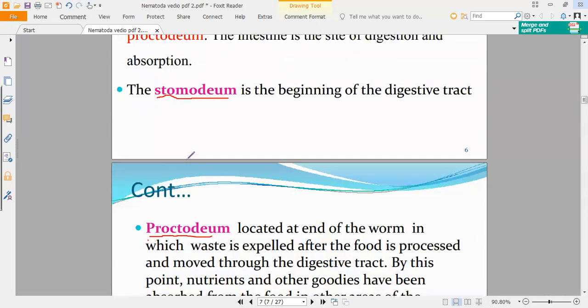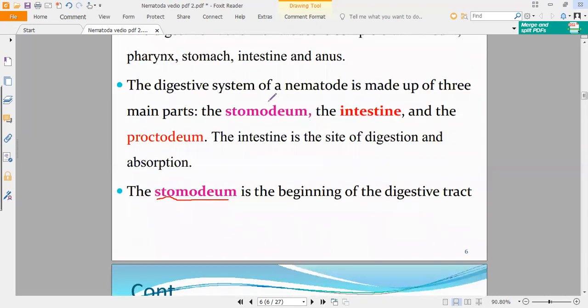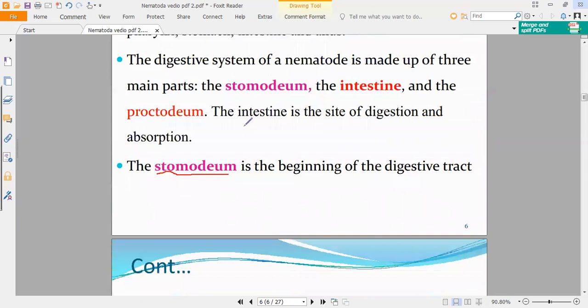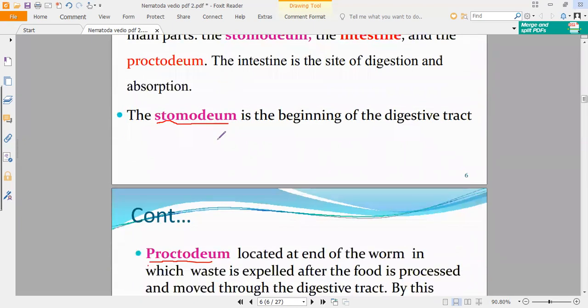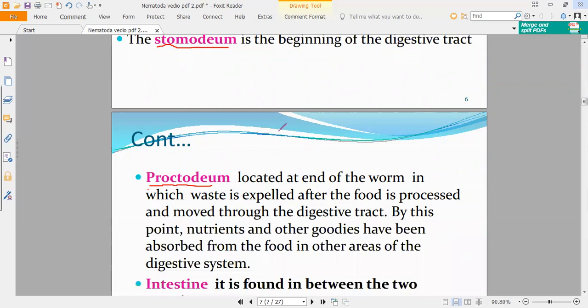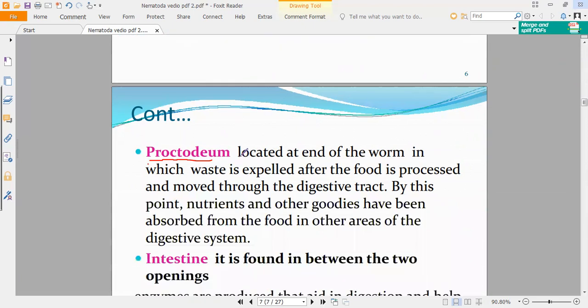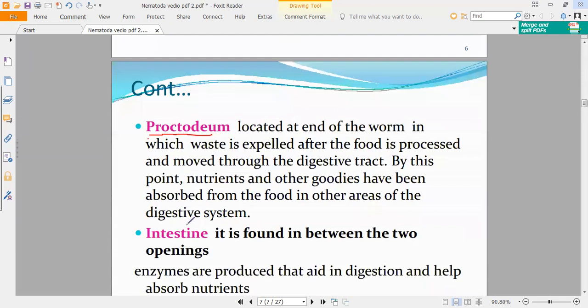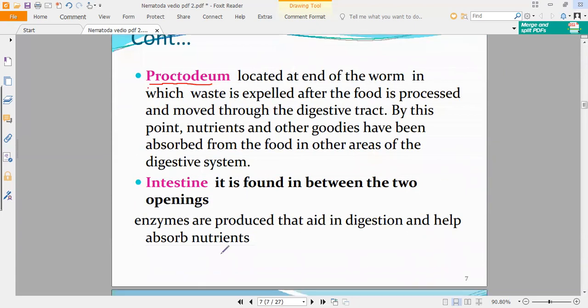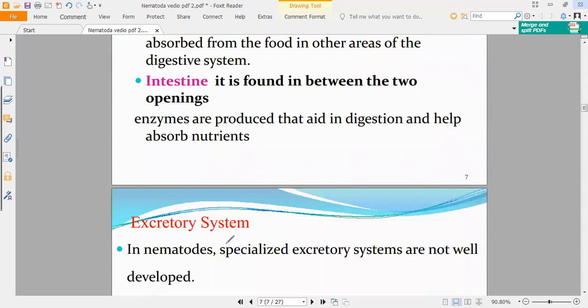So you can say that the digestive tract of nematodes has three parts. The first one is the stomodium. This is the beginning of the digestive tract, in which food enters as the primary way. The second one is the proctoderm, which is located at the end of the worm. And the other thing is the intestine. It is found in between the two openings. Enzymes are produced here, and they are very essential for food digestion.